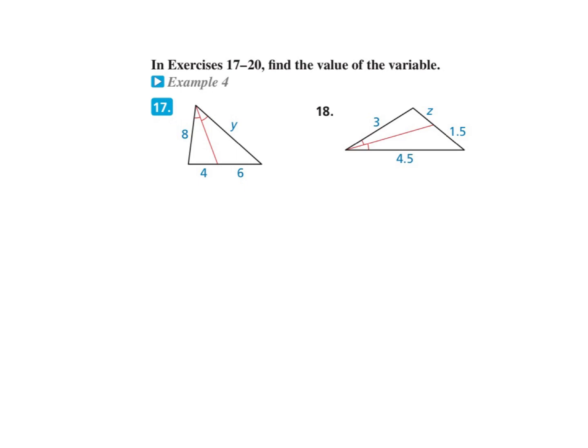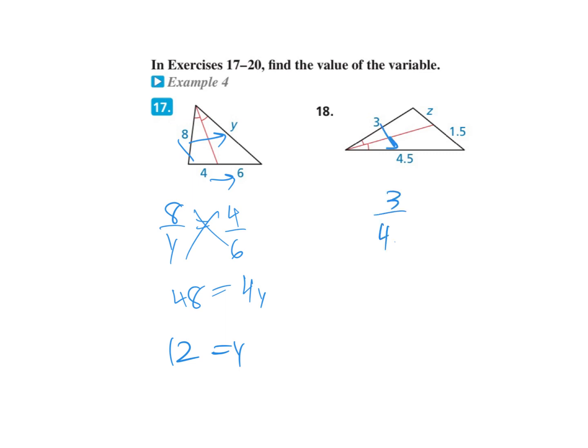Number 17, find the value. So I think what they do in the theorem is they do 8 is to y as 4 is to 6. All right, so that's 48 equals 4y. Divide by 4, y is 12. Same thing here, 3 is to 4.5 as z is to 1.5. So 4.5z equals 4.5. Divide by 4.5, we get 1.